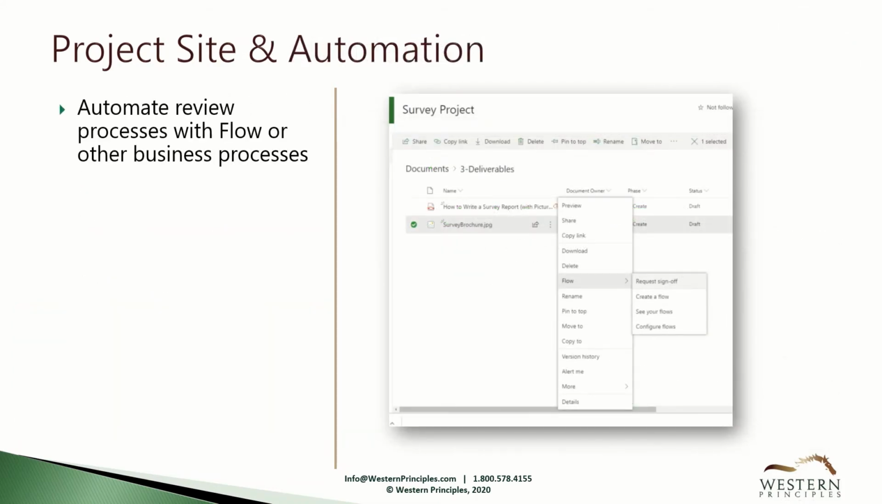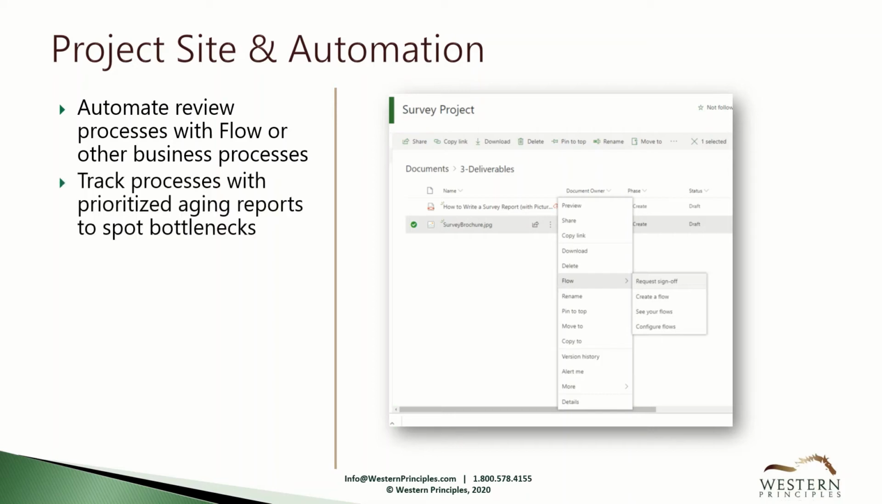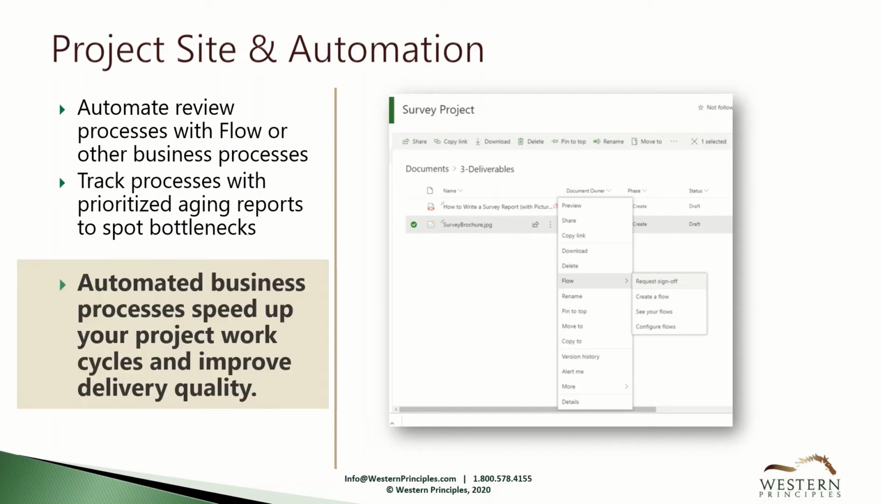The project site can also define various automated process flows that go along with the project types. These can include project automation like workflows for change requests, document reviews and approvals, lessons learned, RFIs, HS&E observations, risks and issue actions, and more. Adding in aging reports lets you quickly find stalled processes where you're waiting for inputs and decisions and the process is stuck. With this information, you can escalate problems and move work forward. Automated business processes speed up your project work cycles and improve quality.